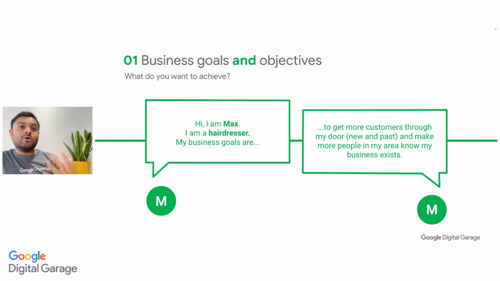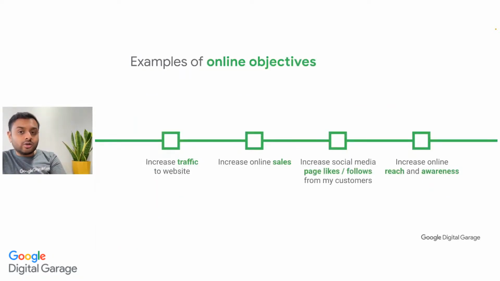You might very well have your own business goals. It might be something like a mission statement that you've created. But what we want to do with this business goal, which might be on our business plan whenever we set up our organization, or our mission statement that we've created, is align that with online objectives.